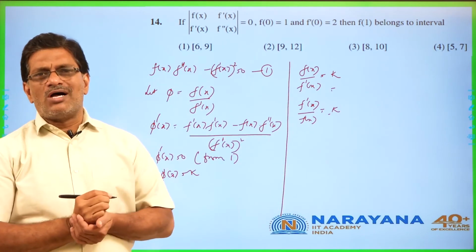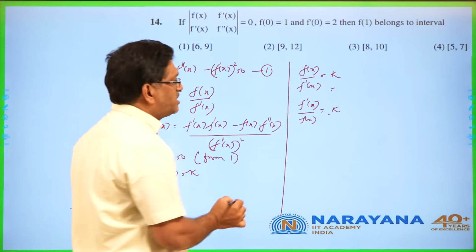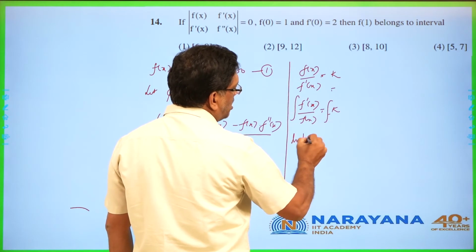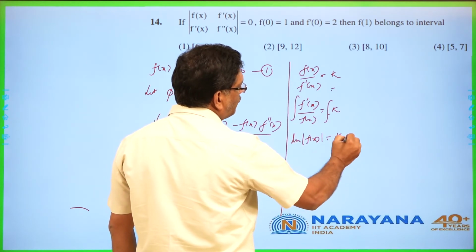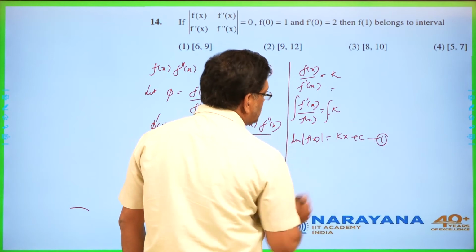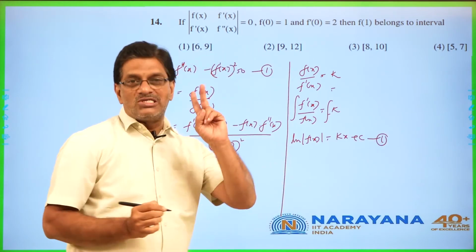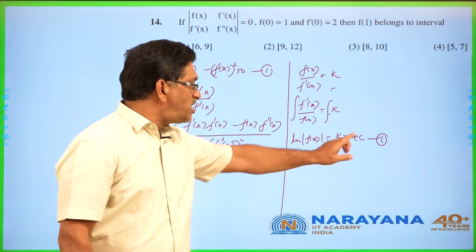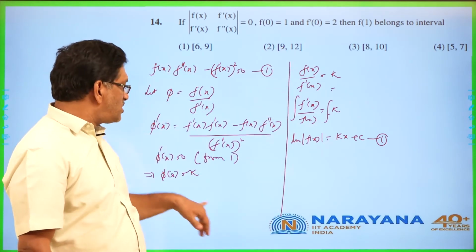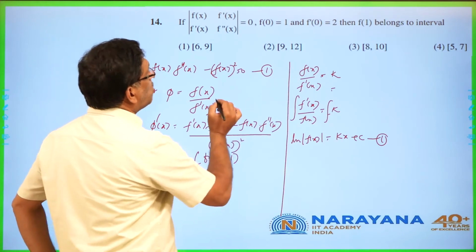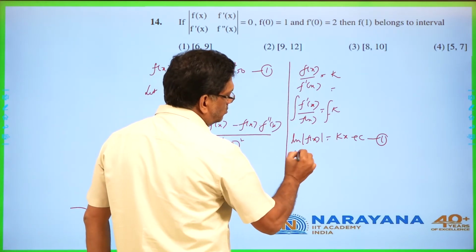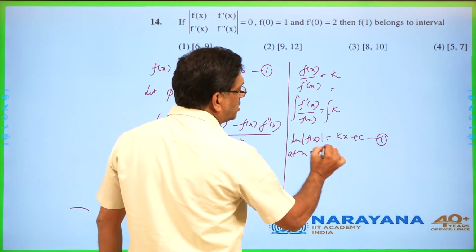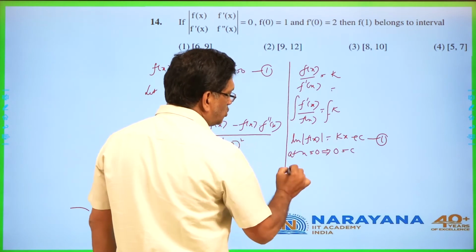1 by k is also constant, like what we are doing in the case of integration. Now integrate it. f dash x by f of x, log mod f of x is kx plus c. Now two constants we have to evaluate. One is constant due to integration, that is c. Another one is k, whatever the constant function we have got. Now at x equal to 0, f of 0 is 1, log 1, 0 equal to c.